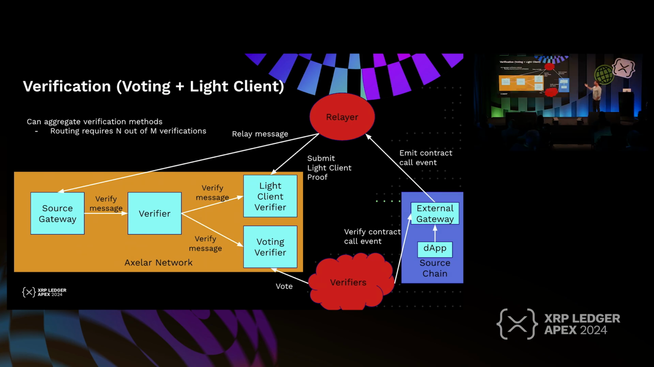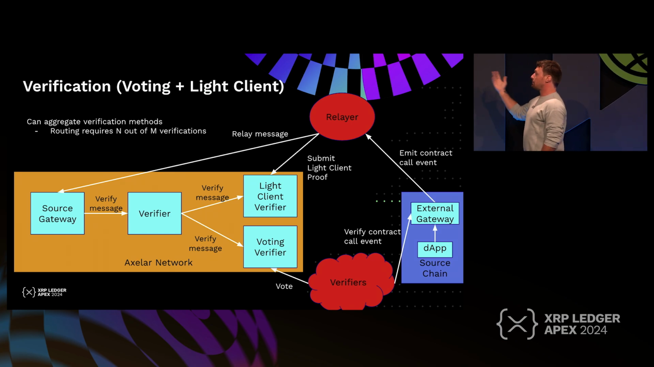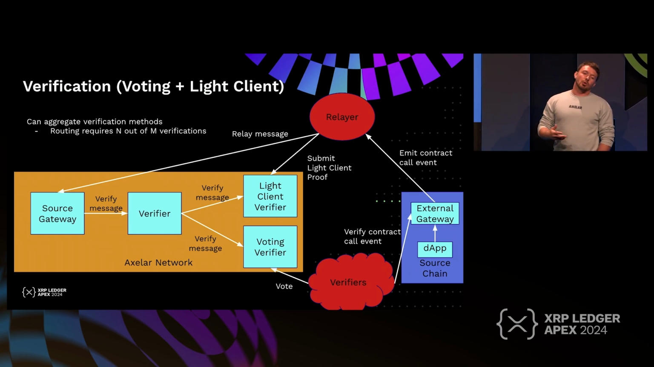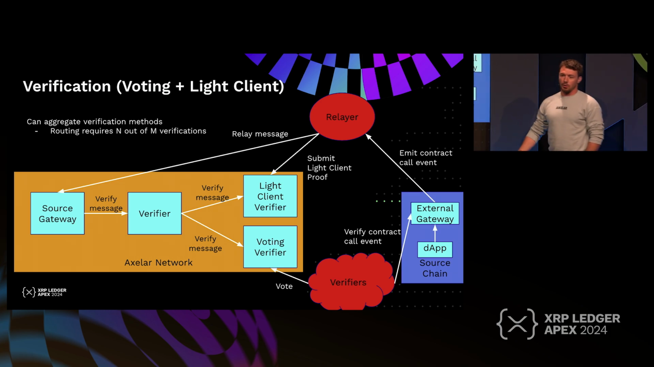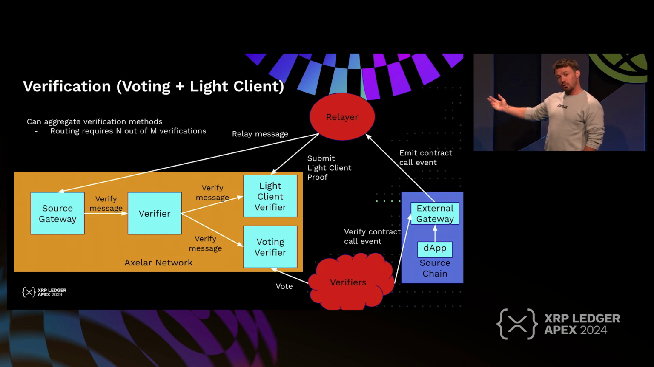Because light clients are very, very strong, but they have bugs sometimes, right? The Binance bridge hack was a light client and it was a bug. It's like $500 million lost, right? It's a problem. Usually they're very good, but sometimes they have bugs. Whereas voting almost never has bugs. But the issue with voting is, technically you could corrupt these verifiers and get them to collude and vote on transactions that are not valid. But the light client would reject that.